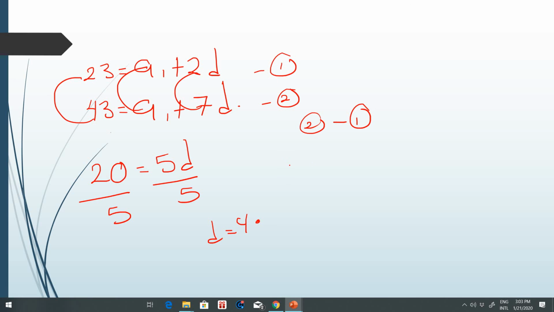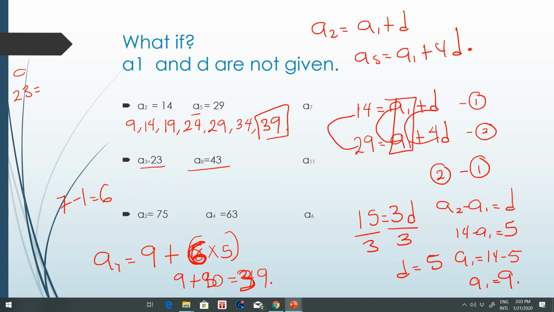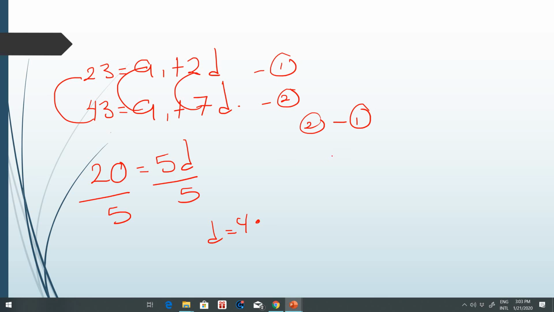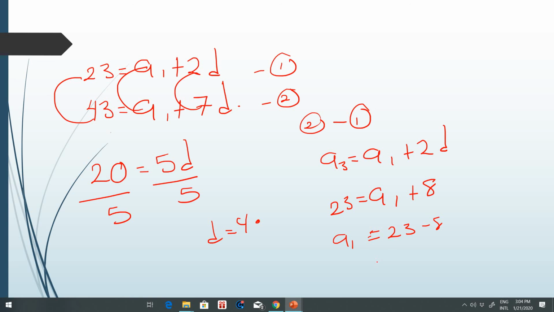And what's A1? We have A3. So remember, A3 is A1 plus 2D. So 23 is A1 plus 2 times 4, 8. So A1 will be 23 minus 8, and we should have 15. 23 minus 8 should be 15, yes. Okay, so A1 is 15.